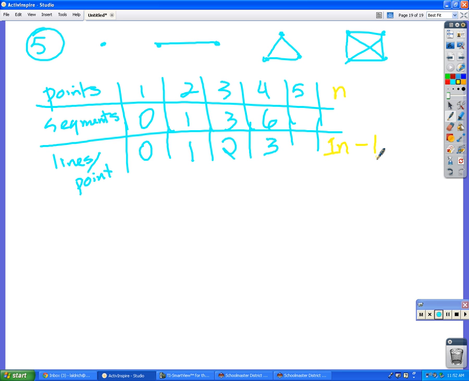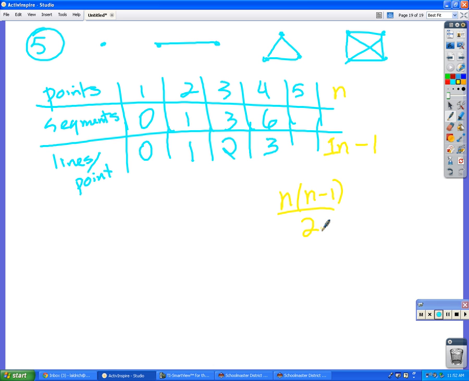Now, I guess I made my column in a funny place. I need to take the top row and the bottom row and multiply them together, because multiplying is kind of our trick. So 2 times 1 is 2, but I want 1. 3 times 2 is 6, but I want 3. So I'm just going to end up taking these things and multiplying them together and dividing by 2.